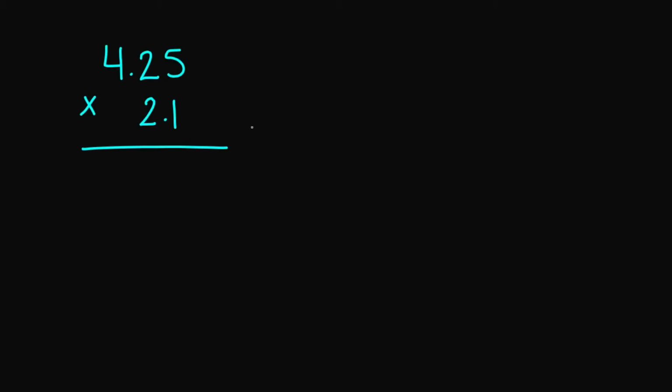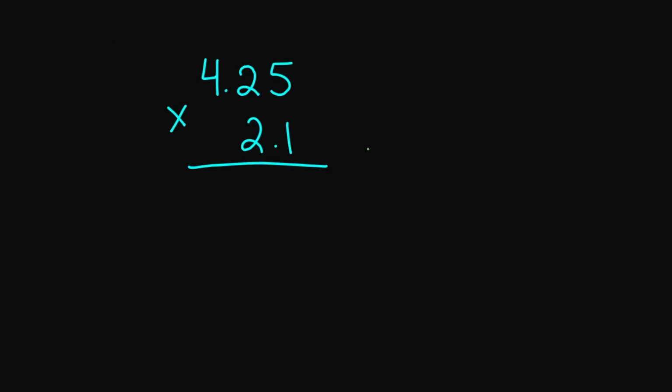Our first example is 4.25 times 2.1. And notice when you are multiplying decimals, you do not need to line up your decimal points. We will take care of that at the end of the problem. Okay, we're going to multiply as if we have regular whole numbers.